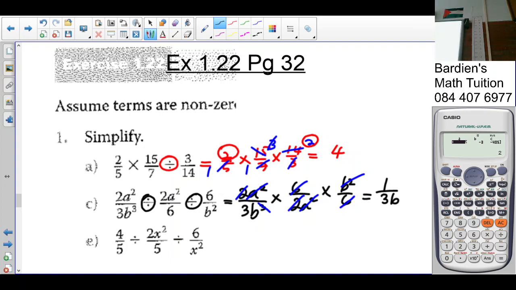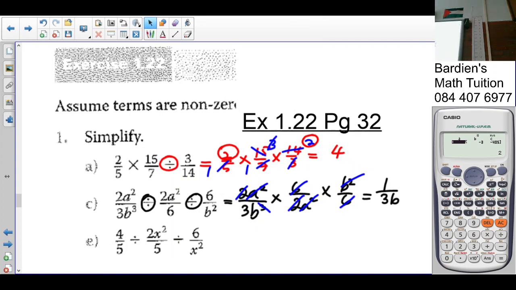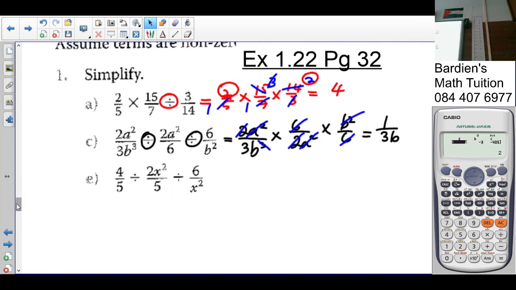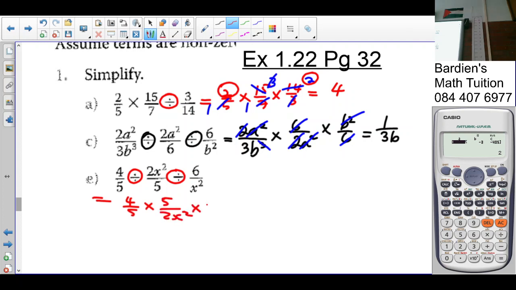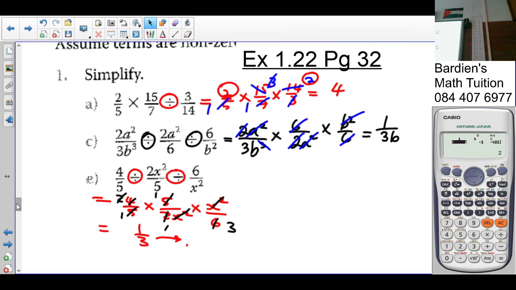Let's look at E quickly. E. So what must happen here? Tumble and times. So it's 4 over 5 times 5 over 2x squared times x squared over 6. Now what? 5 going to 5 once, 5 going to 5. 2 going to 2 once, 2 going to 4. 2 goes into 2 once, 2 going to 6 thrice. X squared is cancelled. So what do I need to do? 5 over 3. People, you guys understand?